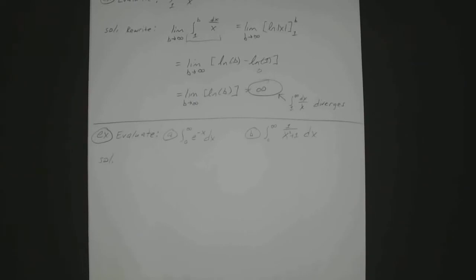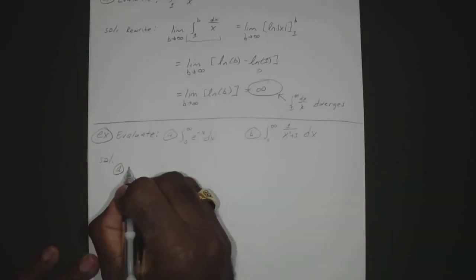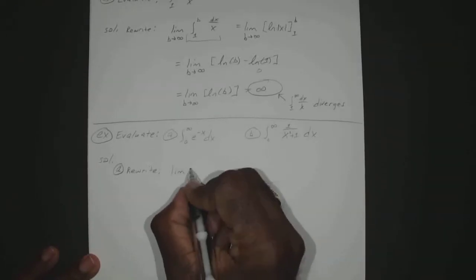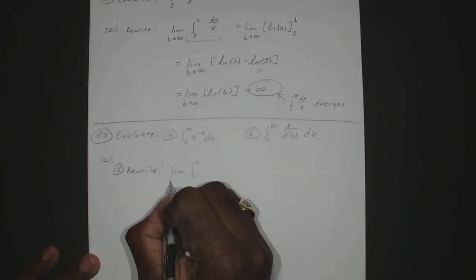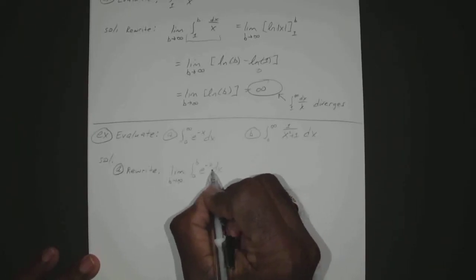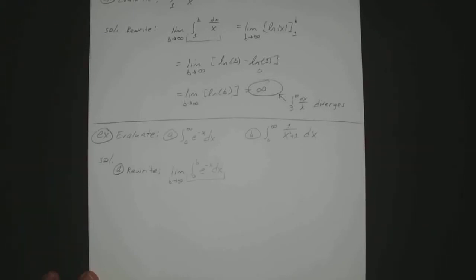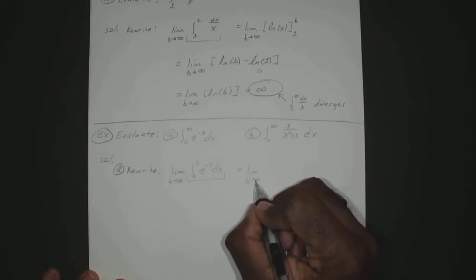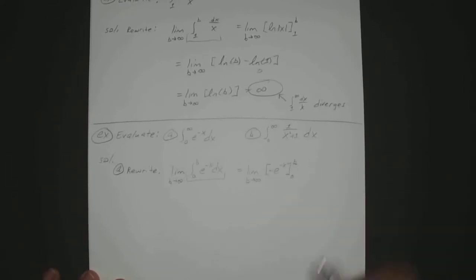Okay. So for both of them, first thing you want to do, get rid of that infinity. We make the limit. So we can go from 0 to b, or a, or c, or whichever one you want to use, as b approaches infinity of e to the negative x with respect to x. Then we go ahead and just integrate that. So that's equal to the limit as b approaches infinity of negative e to the negative x from 0 to b.